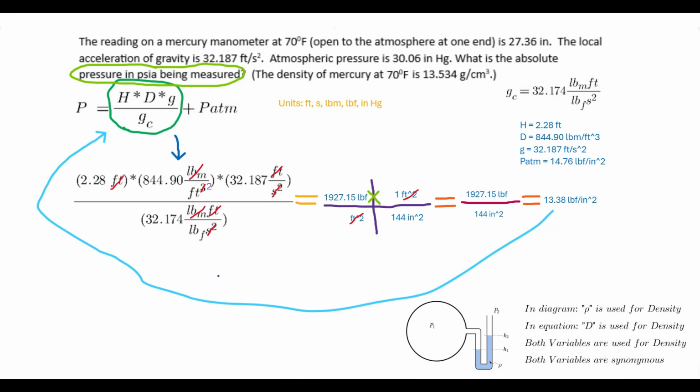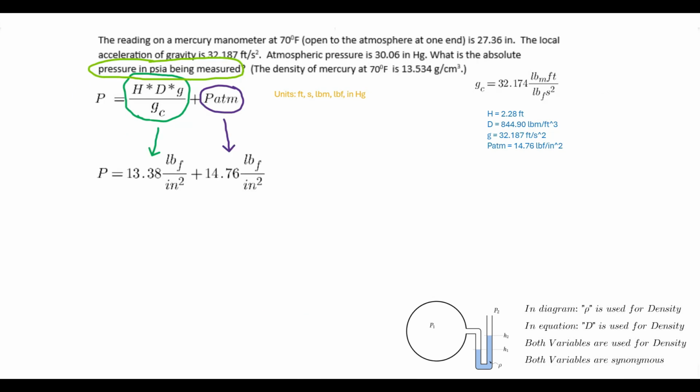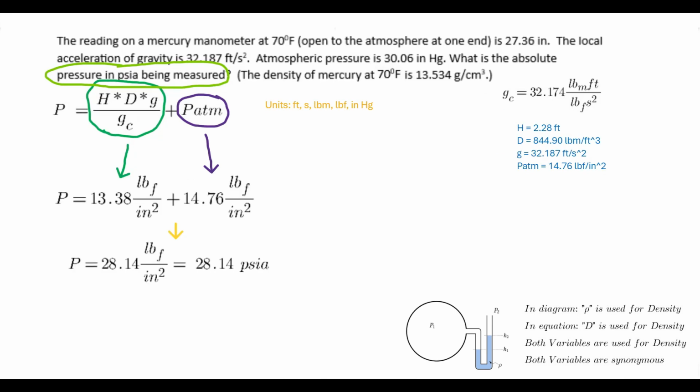This value can be inputted into the first part of the right side of the equation. You have the value for atmospheric pressure, which can be inserted into the second part of the right side of the equation. Now you have the equation for absolute pressure equals 13.38 pound force per square inch plus 14.76 pound force per square inch. When these values are added together, the sum is 28.14 pound force per square inch, which can be written as 28.14 psia. This is the final answer.